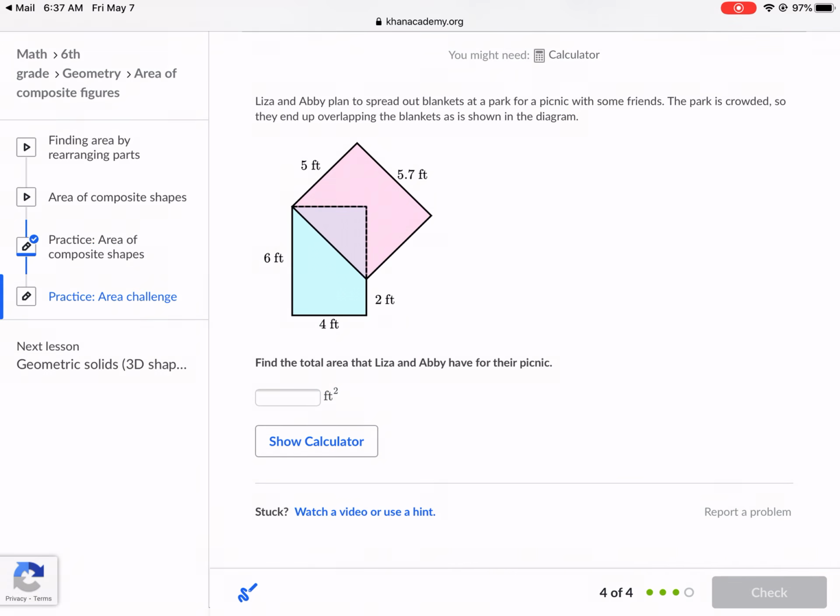Next question. Last one. Ooh, very cool. Liza and Abby plan to spread out blankets at a park picnic with some friends. So naturally, they're going to do some math. The park is crowded, so they end up overlapping the blankets as shown in the diagram. Okay. I don't know if this one is as relevant, but still a cool concept. Find the total area that Liza and Abby have for their picnic.